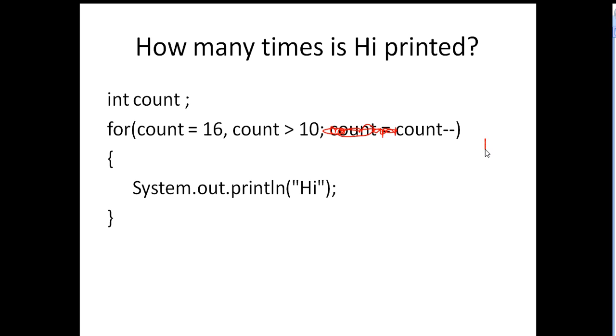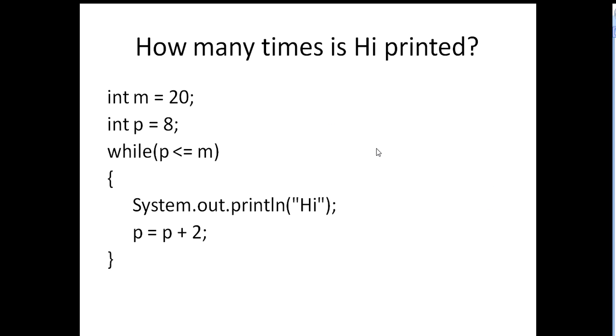So it starts at 16, and then it's going to subtract 1 each time through the loop. So it's going to be 16, 15, 14, 13, 12, 11, and then 10 makes it false, so this is it. So now all you have to do is count: 1, 2, 3, 4, 5, and 6. So it goes through 6 times. Alright, try this one.